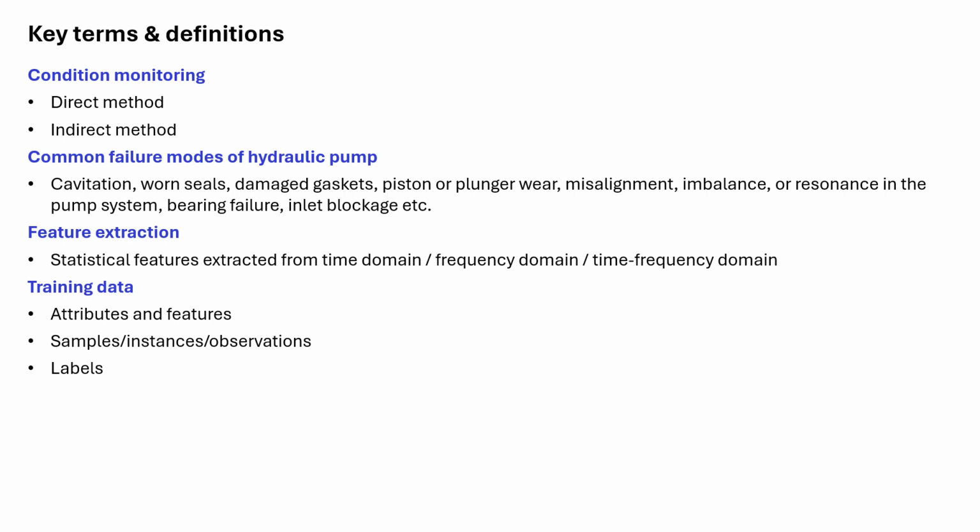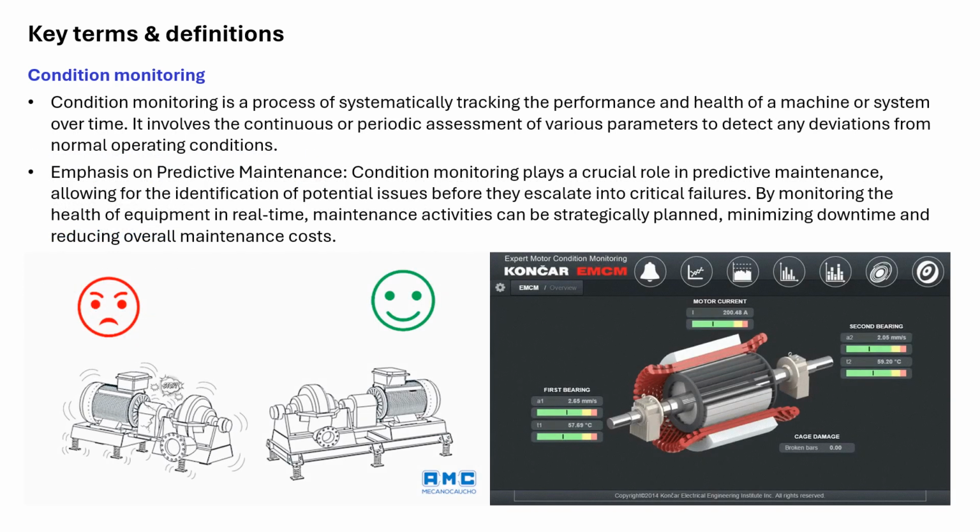We'll delve into concepts like condition monitoring, direct method, indirect method, and common failure modes such as cavitation, worn seals, and misalignment. Following that, we'll break down feature extraction and explore statistical features from different domains. Additionally, we'll understand the significance of training data, including attributes, features, samples, instances, and labels. We will begin with our first key term, condition monitoring.